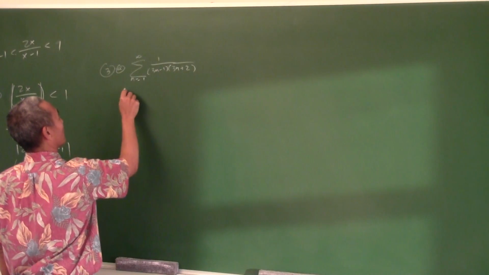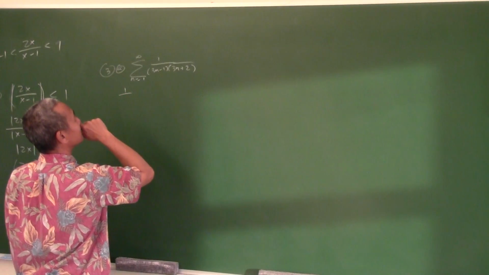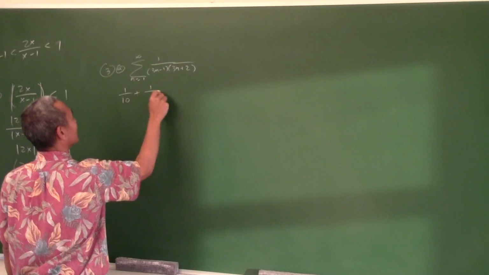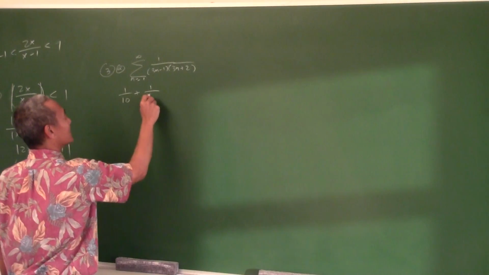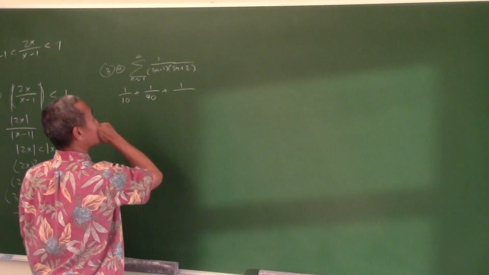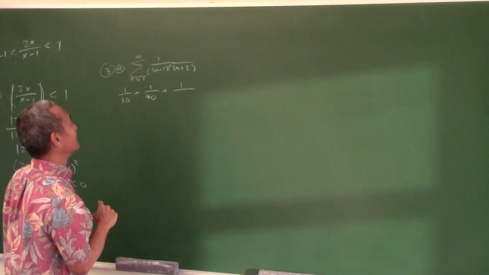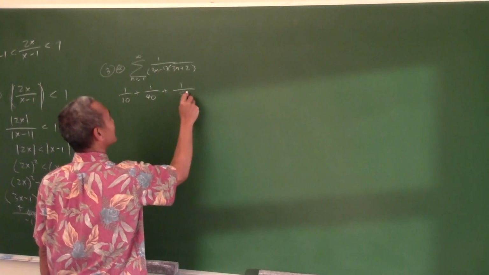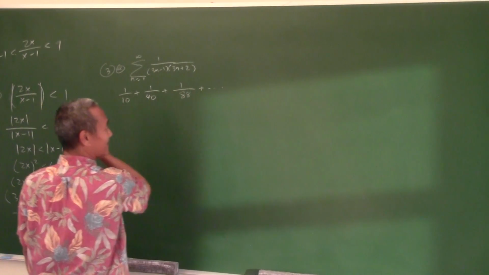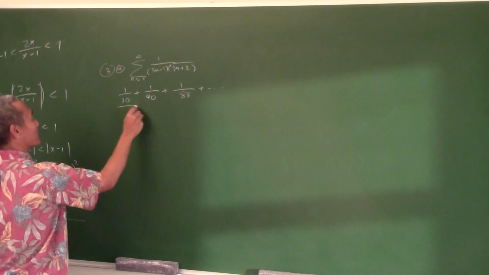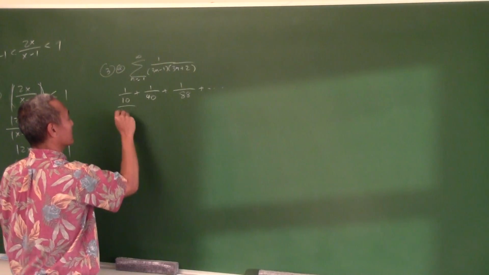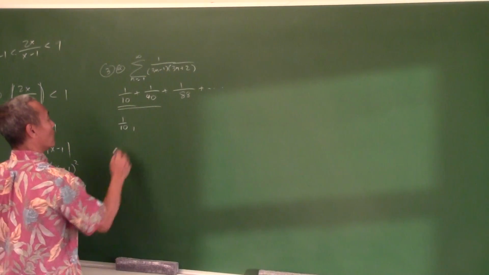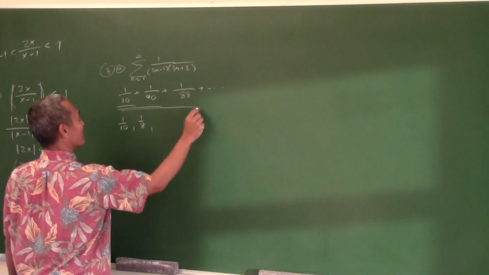Plug in 1. 1 over, what is that, 2 times 5? 1 over, okay, plug in 2. 5 times 8. And then plug in 3. 8 times 11. Is that all you guys can handle? Okay, what's the sum of the first term? 1/10. What's the sum of the first 2? 1/8. What's the sum of the first 3?